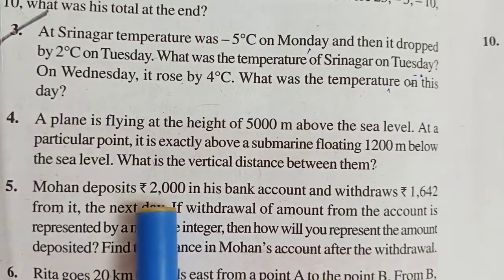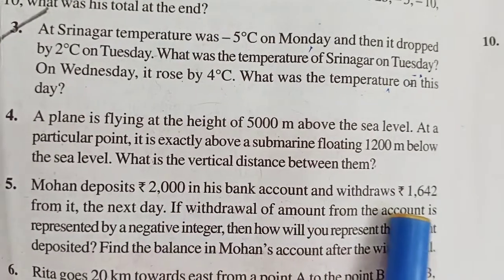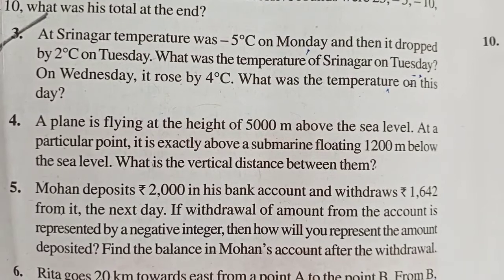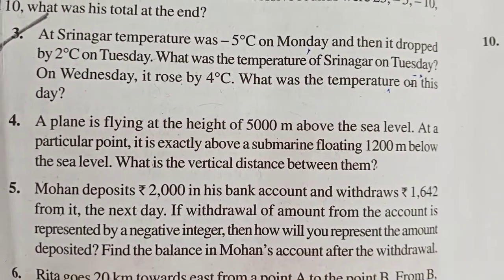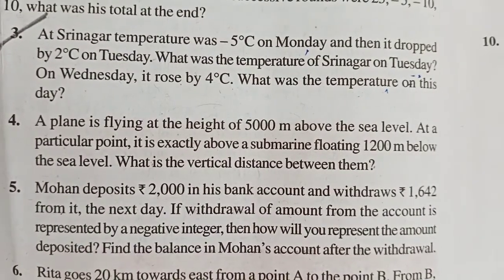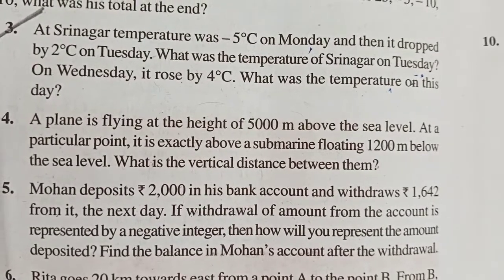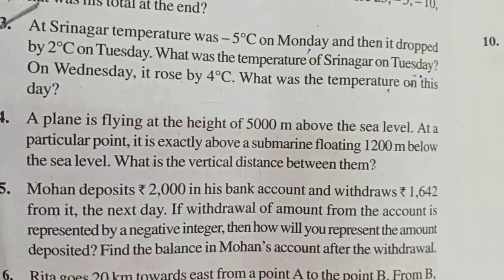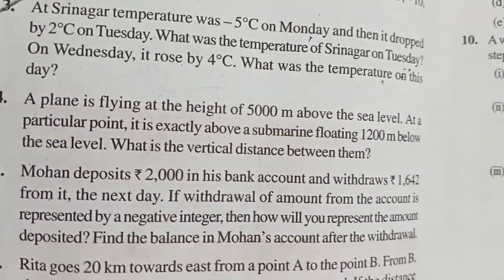So plus 2000 is given to the bank, that is deposited in the bank, and minus 1642 is withdrawn. So find the balance in Mohan's account after the withdrawal. It's a very simple problem. The only thing is they asked you to imagine that all the deposits are positive and all the withdrawals are negative. That is the only twist in this problem. Otherwise, it's a very basic subtraction problem. Okay, let us just do this.